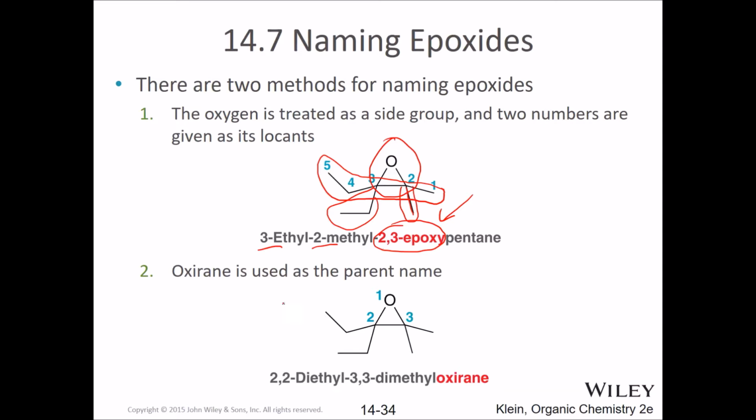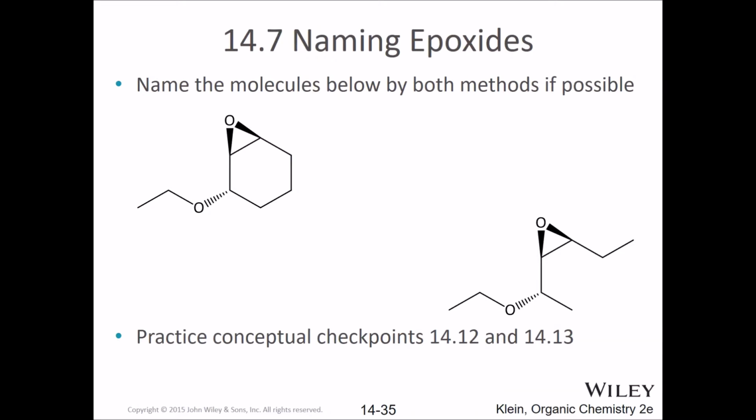Oxirane is the other way, where oxirane is used as the parent name. This is oxirane. You get 1, 2, 3, where the oxygen gets the 1 for oxirane. If the oxygen is 1, the bigger groups are going to be on the 2 for higher priority, and then the smaller groups are going to be on the 3 for a lower priority. I think we're going to have some examples here.